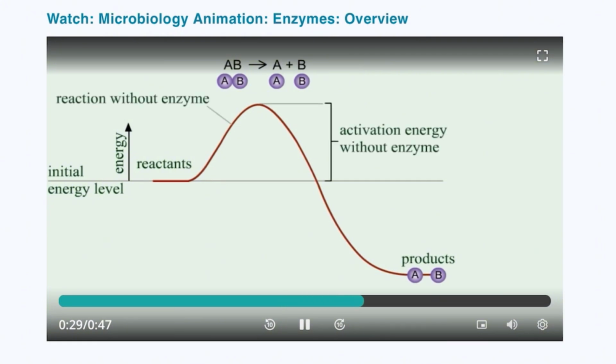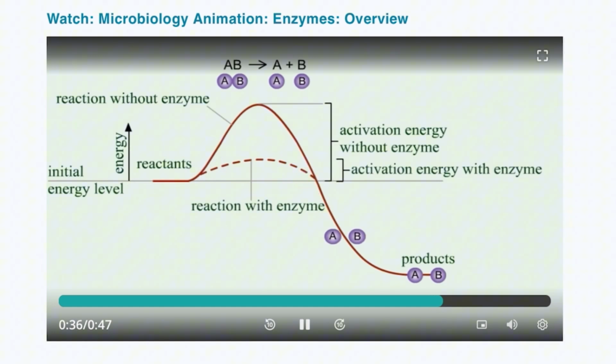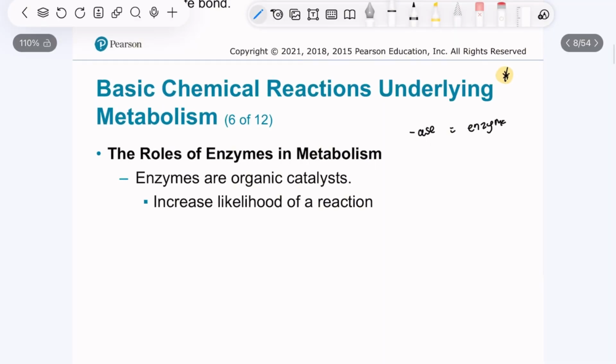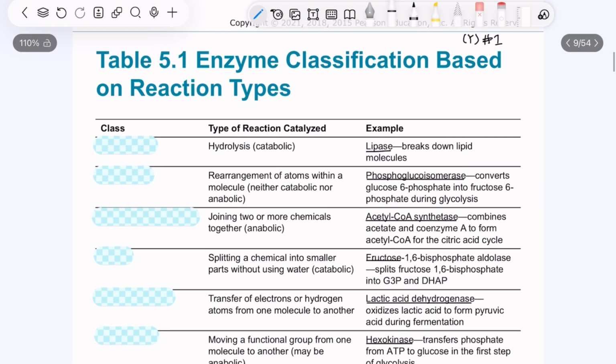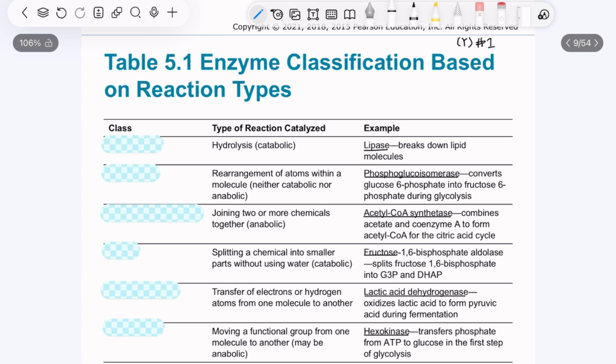In living cells, enzymes serve as biological catalysts, speeding up reactions. Enzymes accomplish this task by lowering the activation energy of the reaction, making it easier for reactants to acquire the activation energy required to produce products. Now, one thing you should take away before we dive into the enzyme classification based on reaction type is that enzyme names almost always end with the suffix -ase. Okay, now let's jump into the enzyme classification based on reaction type.